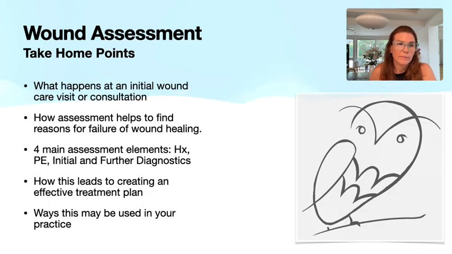So take-home points from this. I hope from this brief talk that you know what happens in general at an initial wound care visit or consultation. And I hope you see how assessment helps to find reasons for the failure of wound healing, and that the 4 main elements of assessment are, not surprisingly, history, physical, initial, and further diagnostic studies. How these lead logically to creating an effective treatment plan. And I hope that some of these things may be helpful for you in your own practice.